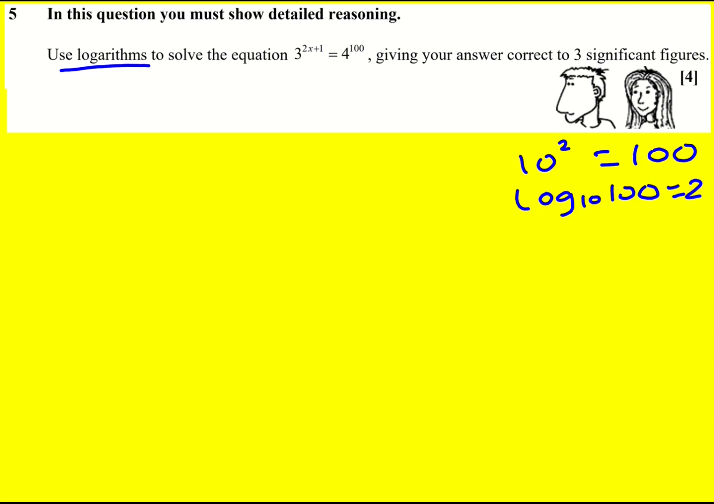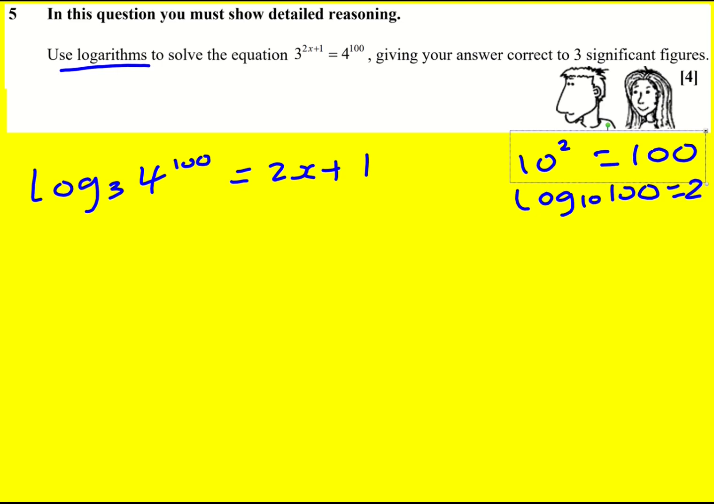It's 2. So here, 3 to the power 2x plus 1 is 4 to the 100. We can write it as log to base 3 of 4 to the 100 equals 2x plus 1. 3 to the power of what gives 4 to the 100? 2x plus 1, because 3 to the 2x plus 1 is 4 to the 100. So you go straight there.